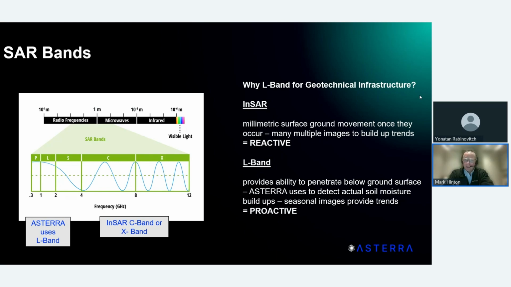L-band is proactive, because soil moisture buildup is that early warning of geotechnical failure. Poor drainage or excess soil moisture is a major contributory factor in 75%, I think the figures are, of geotechnical failures. So that's why L-band really matters. Two or three images a year is sufficient to spot those initial problems and to monitor for seasonal trends going forward. So the key point here, it's proactive. Moving on.